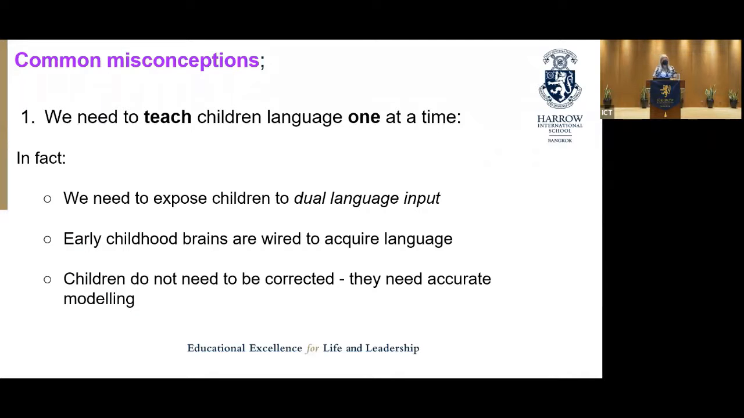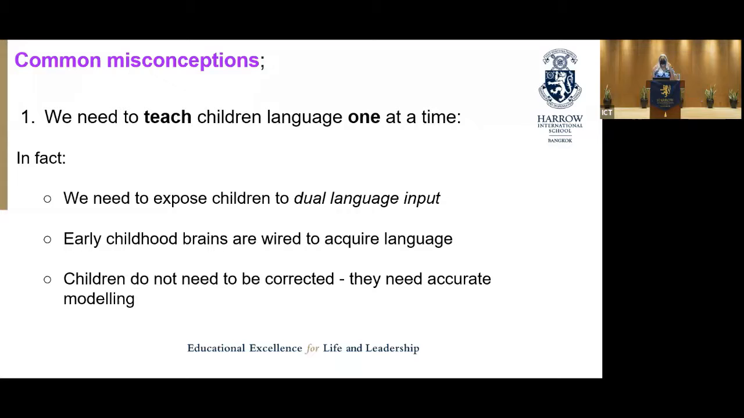So, one of the common misconceptions that is out there is that we need to teach children one language at a time. And as you know, as I said, that's simply not true. If we think about Chomsky, so Chomsky was a child development theorist in around the 1960s. So we're talking quite a long time ago, but he's a classic theorist with a lot of really valuable theories.